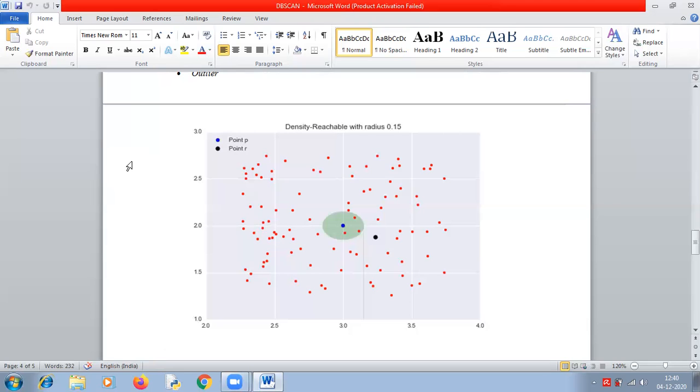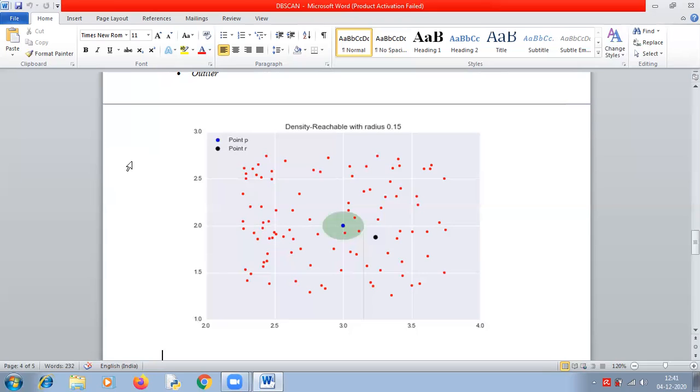So next is the border point. Border points are the points in our clusters that are not core points. In the definition of the border points, I used the term density reachable, correct?